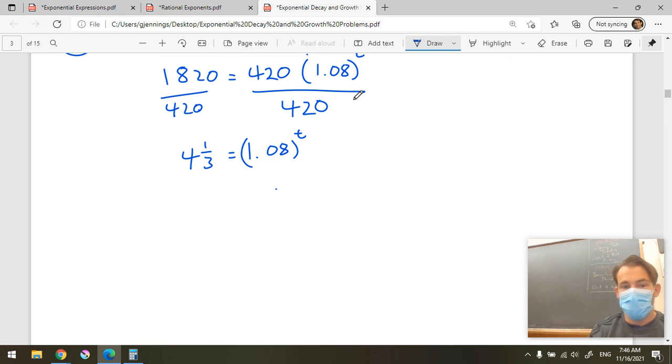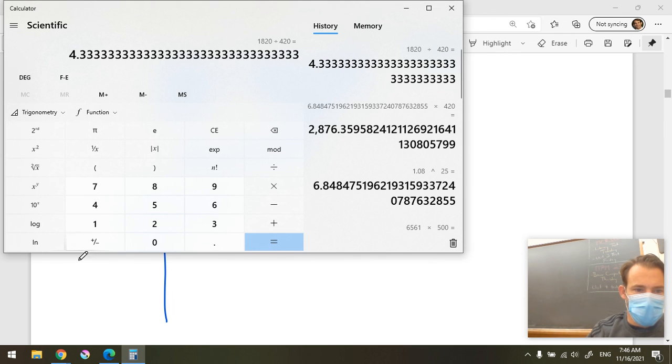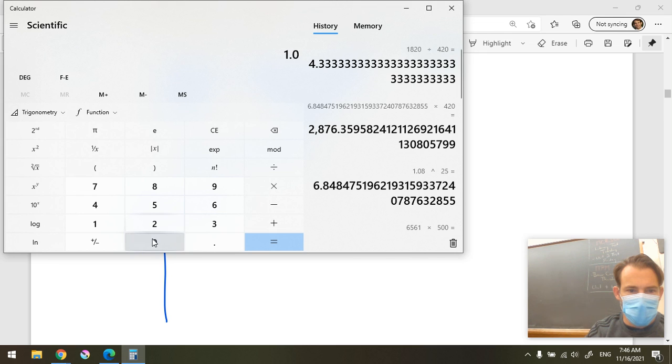Let's say you don't have access to Desmos and you need to guess and check this. Well, you just create a table. T over there, and you're going to put your guesses down here, and I'm going to guess to start, let's say I guess 30. And then over here, you're going to take 1.08 and raise it to the power t. Raised to the power 30.